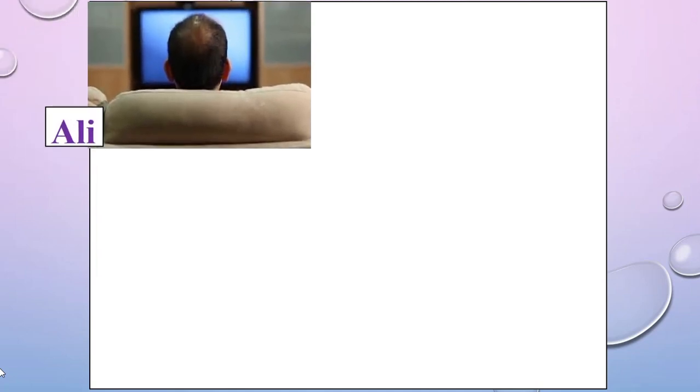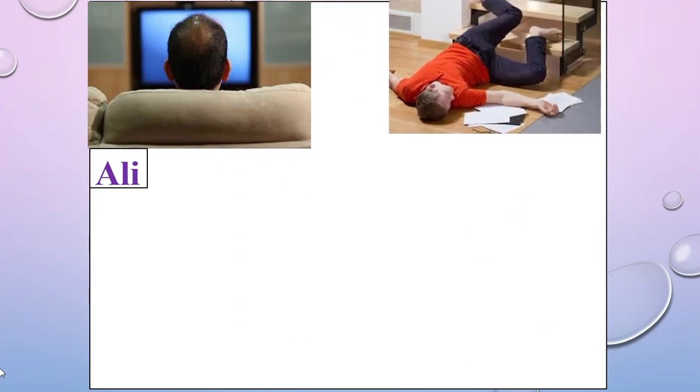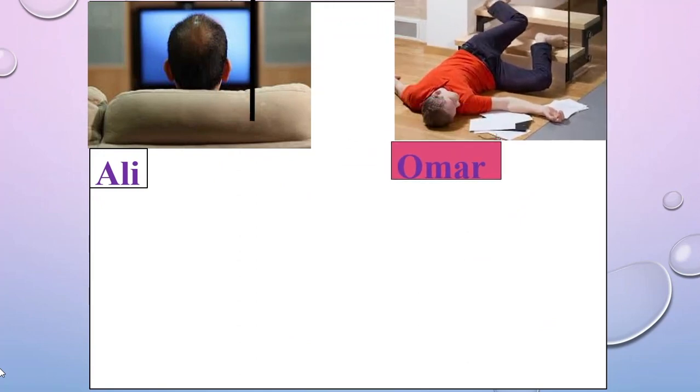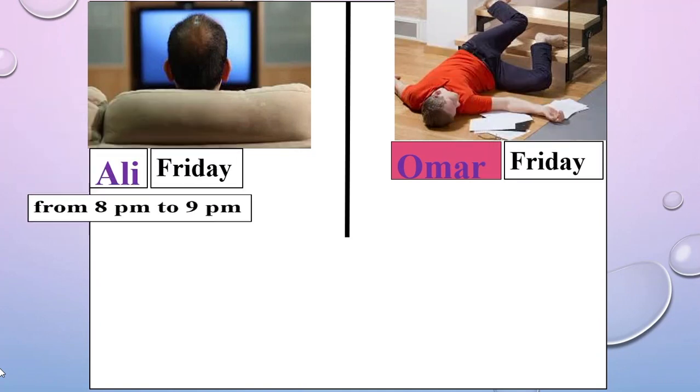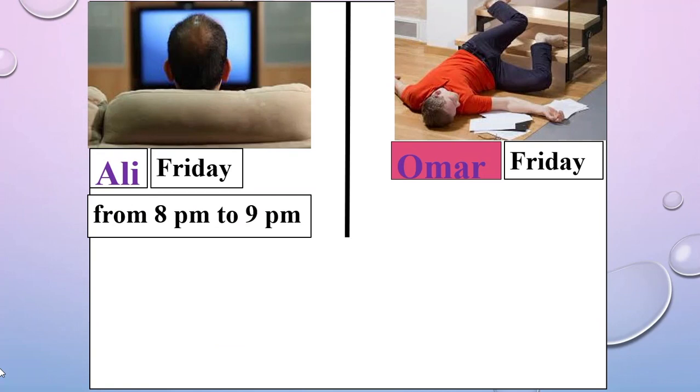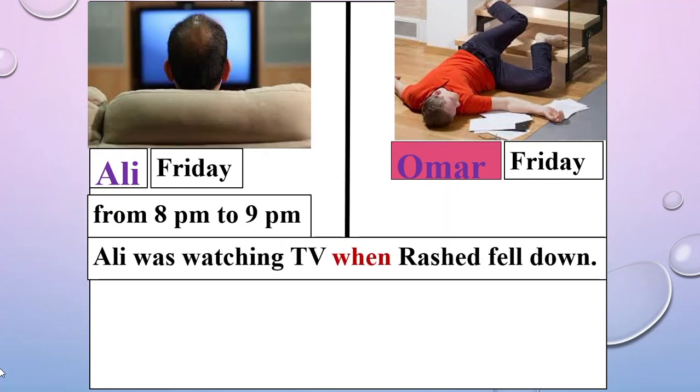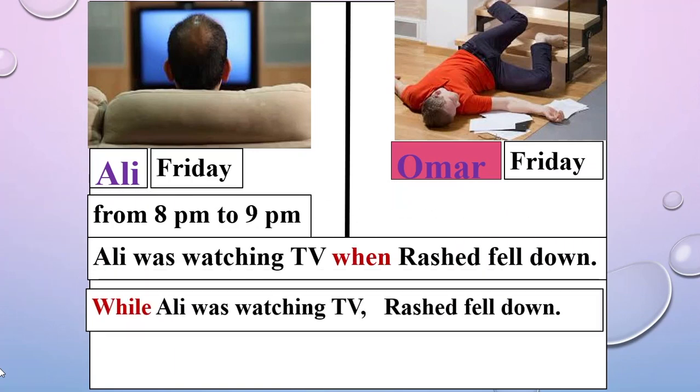Now, my students, look at this picture. Ali and Omar. Yes, on Friday from 8 p.m. to 9 p.m. Ali was watching TV when Rashid fell down. So which is the longer action, which is the shorter one? Of course, you know that the longer action is watching, and the shorter one is the falling down. While Ali was watching TV, Rashid fell down.